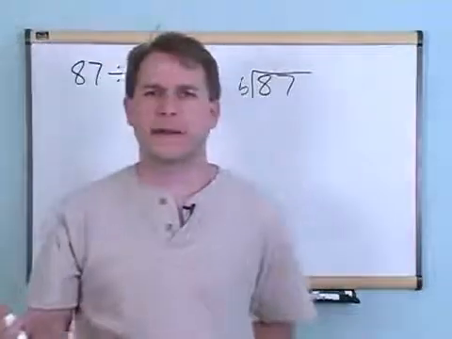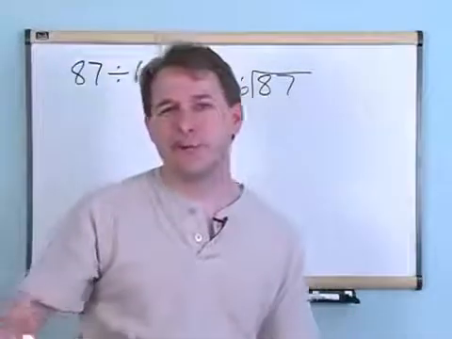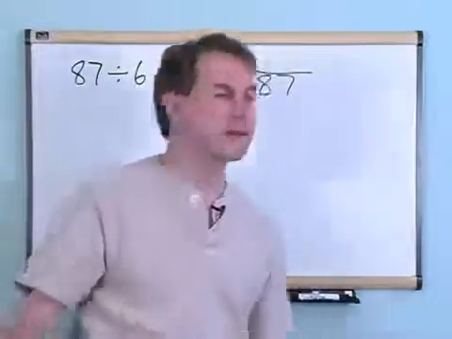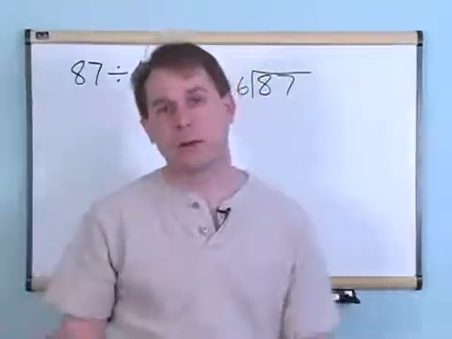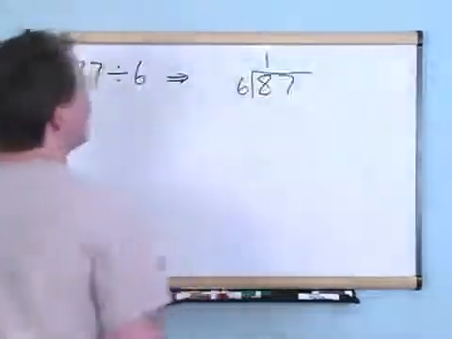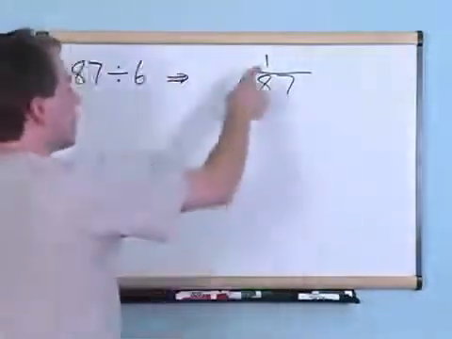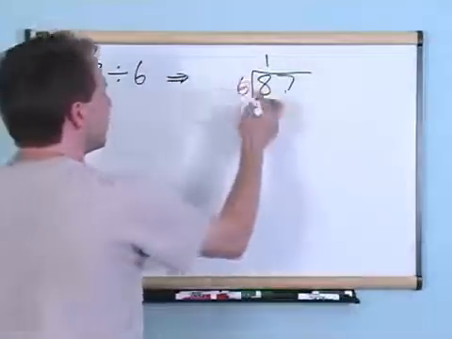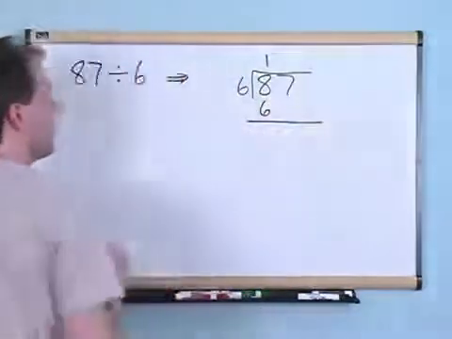And so you can kind of think about that. Well, 6 times 1 is 6, and 6 times 2 is 12. Well, 12 is too big because we're just looking at trying to divide into 8 right now. So you're going to have to go with 1, okay? So we're just going to put a 1 up here, and in order to go ahead and continue on with the problem, we're going to say 1 times 6 is going to give us 6, okay? And so we're going to put it down like that.